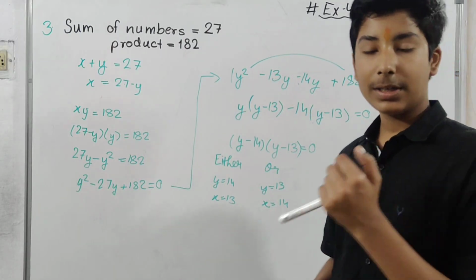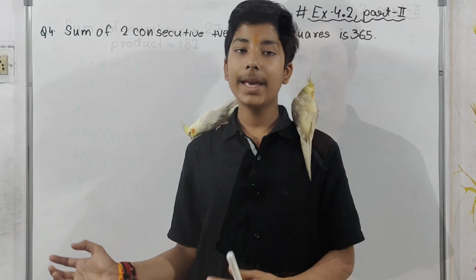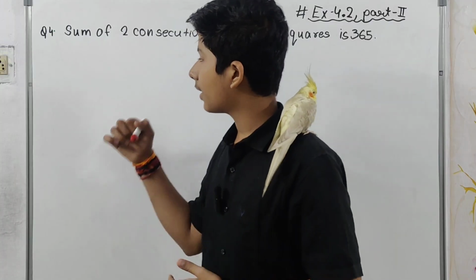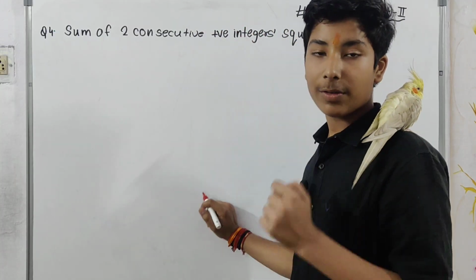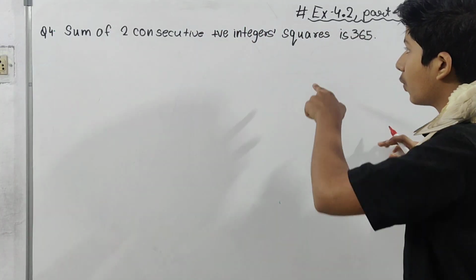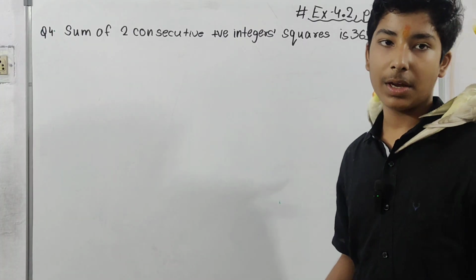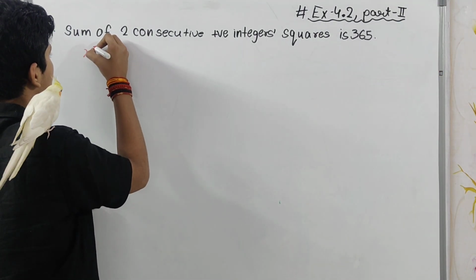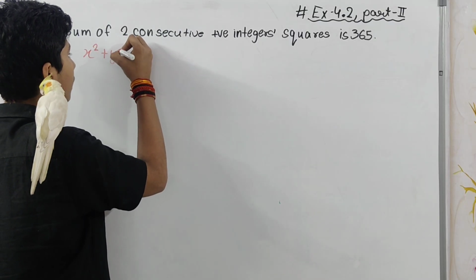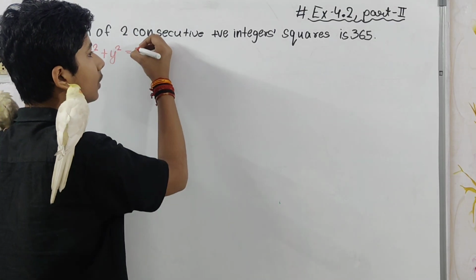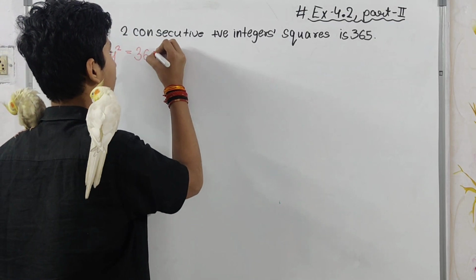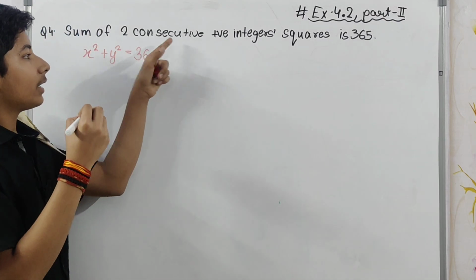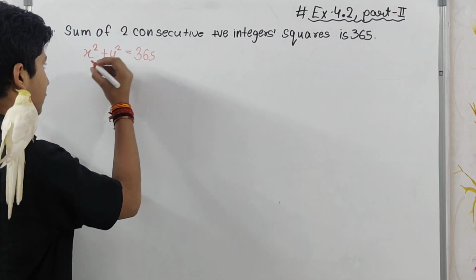And now we will continue with our fourth question of this video. Here in the next question, it is given that there are two consecutive positive integers. The sum of their squares is 365 and we have to find them. So x square plus y square equals 365. But see, it is given that two consecutive positive integers.